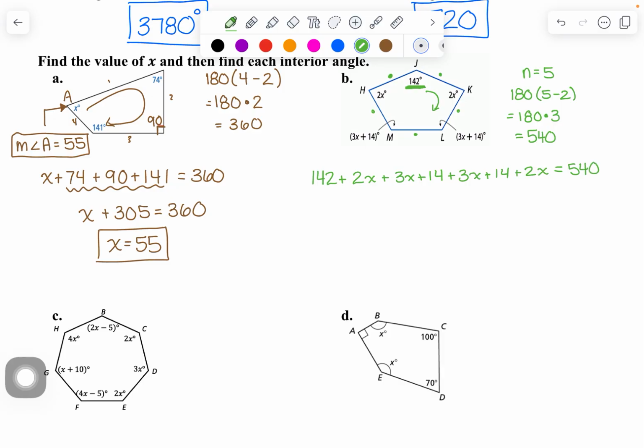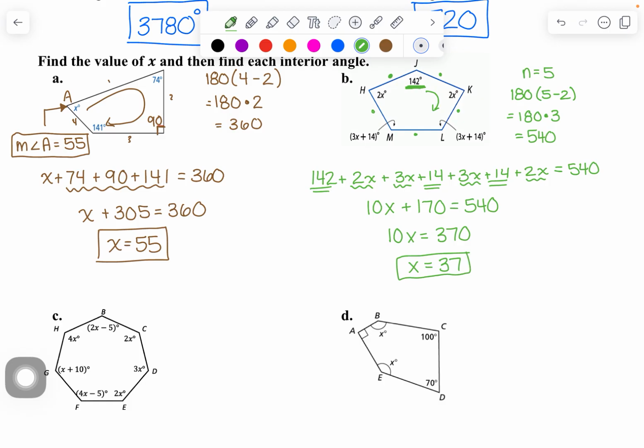And guess what? We do the same things. Combine like terms. 2x, 3x, 2x, and 3x is 10x. 142, positive 14, and positive 14 is 170. Subtract 170 from both sides. I get 370, and divide by 10, and x is 37.